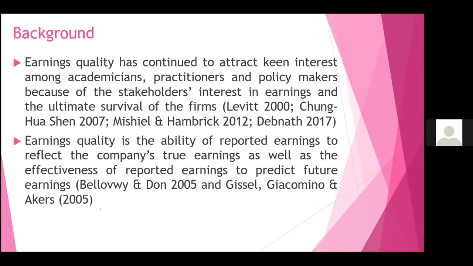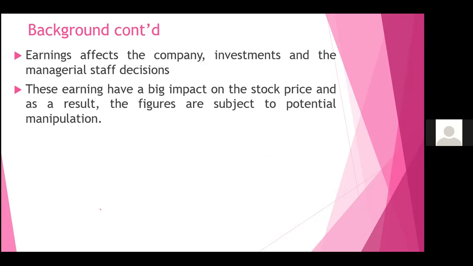So when we say that the company has high quality earnings, it means that whatever earnings have been reported are the true earnings, and the reported earnings are able to predict the future earnings of that firm. And normally those earnings affect the company, they affect the investment, they affect the decisions that are going to be made by those different CEOs. Therefore, whatever earnings are reported will have a very big impact in that organization, and it will definitely affect the stock price.